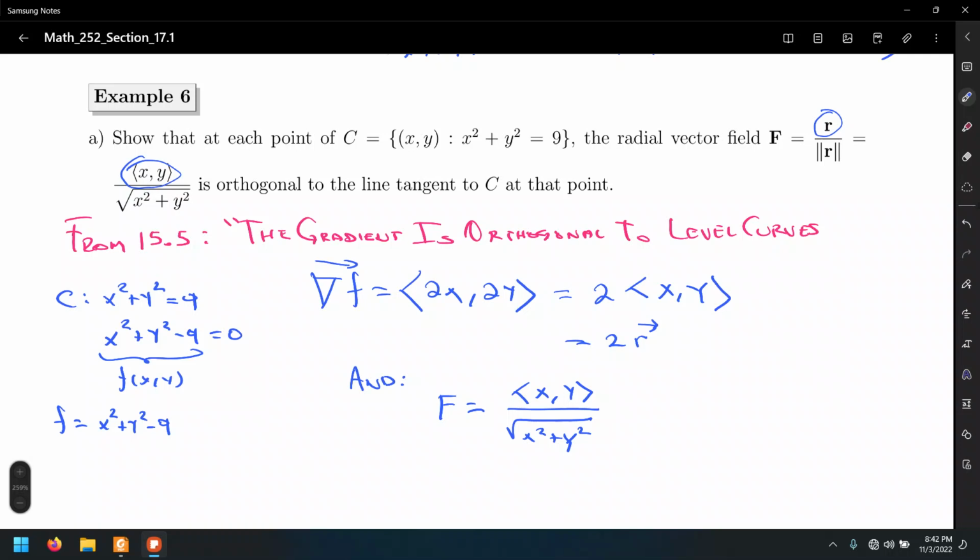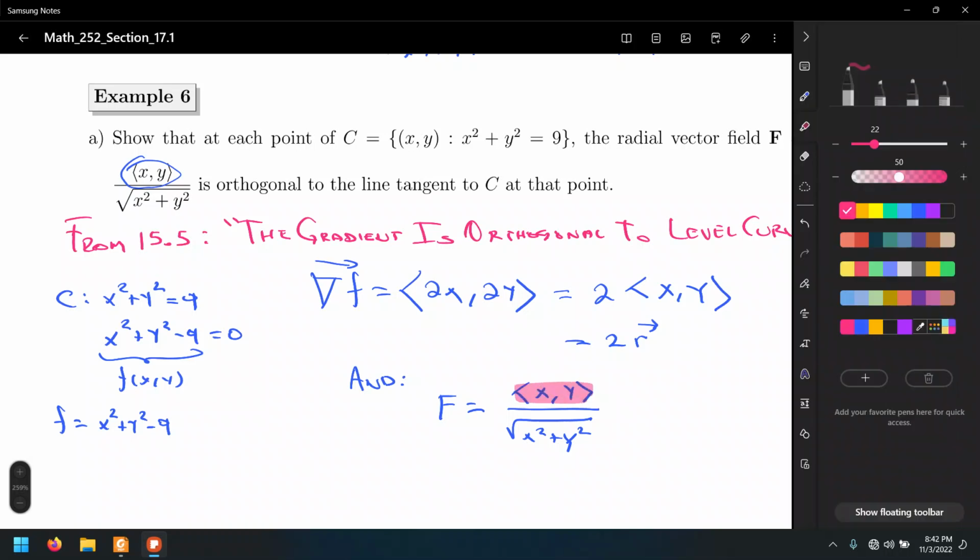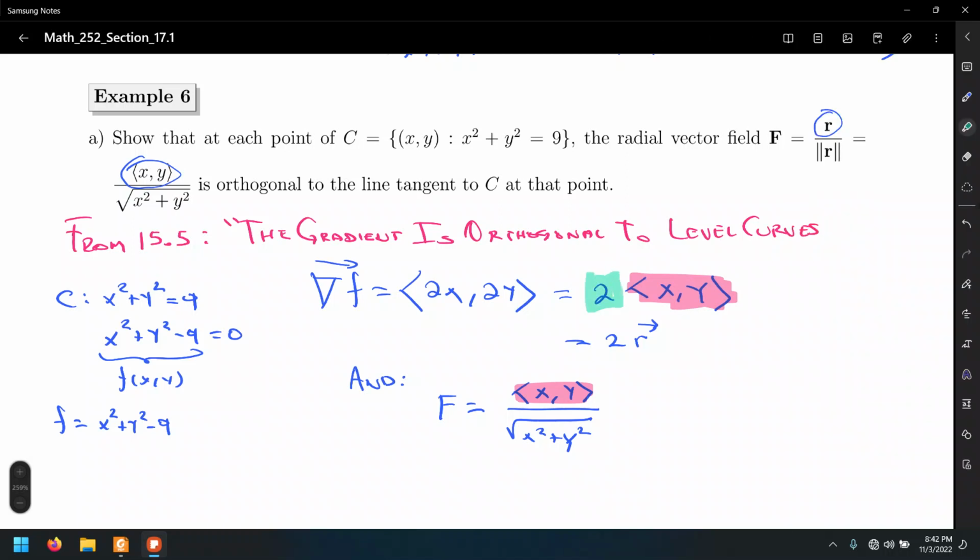Well, notice that this vector is the same. All we have is different multiple constants. In this case, we have that vector times 2, and in this case, we have that vector times 1 over its magnitude. So what do we have between the gradient and the vector field? They're parallel because those two vectors have the same direction. All they differ by is their multiple constant. So you can have a vector that is, okay, let me do it here. This is a 1 unit vector, and this is a 2 unit vector, so to speak. Well, they are parallel vectors. They're going in the same direction. They just have different multiple constants.